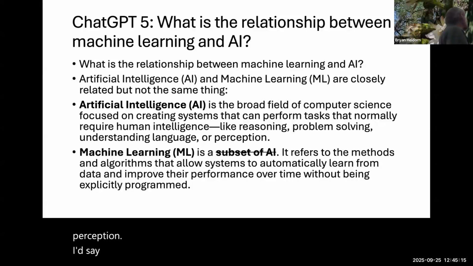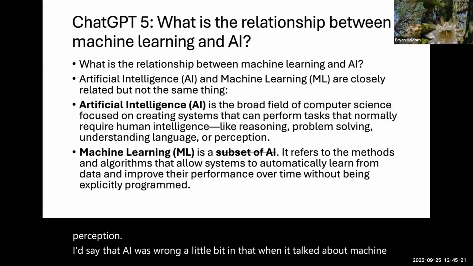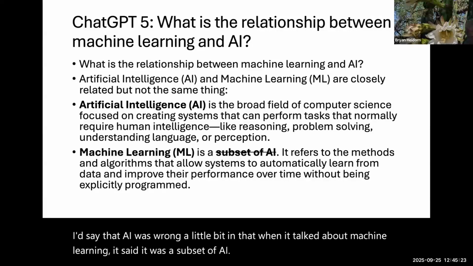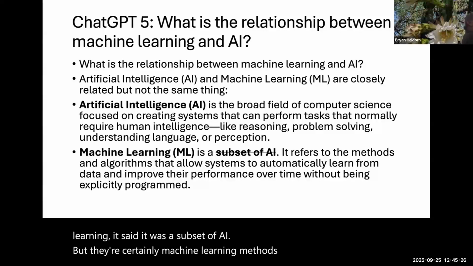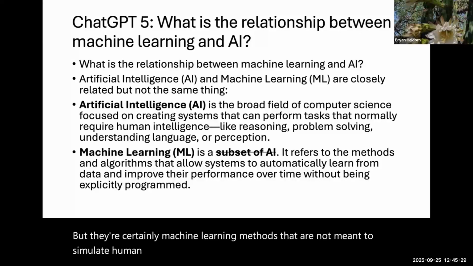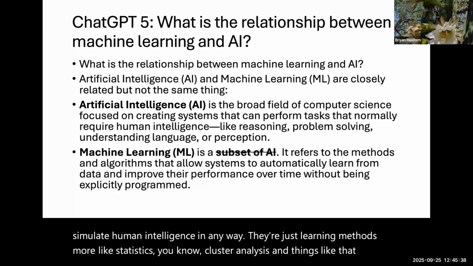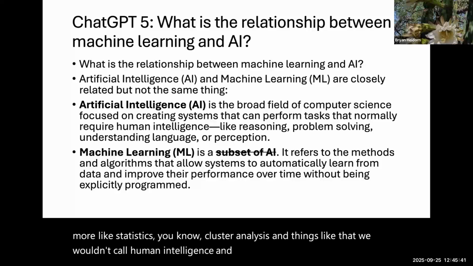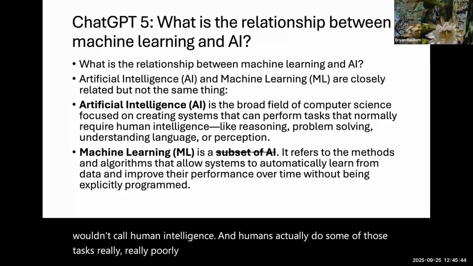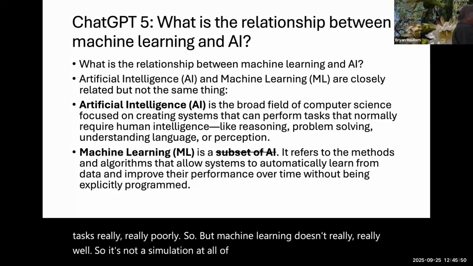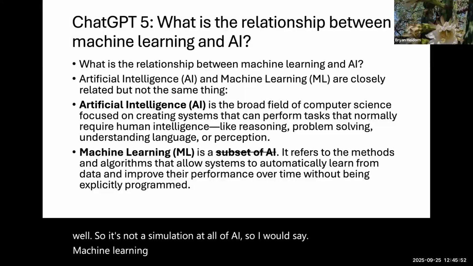I'd say that ChatGPT was wrong a little bit in that when it talked about machine learning, it said it was a subset of AI. But there's certainly machine learning methods that are not meant to simulate human intelligence in any way. They're just learning methods, more like statistics, cluster analysis and things like that we wouldn't call human intelligence. Humans actually do some of those tasks really, really poorly, but machine learning does it really, really well. So it's not a simulation of AI at all. I would say machine learning is distinct, well, related to AI.